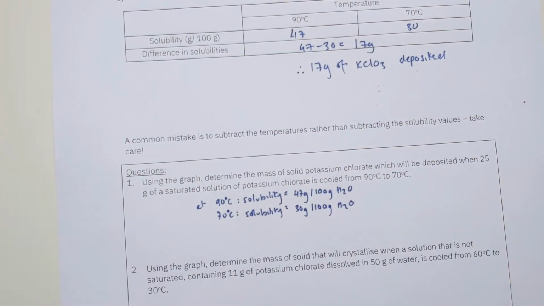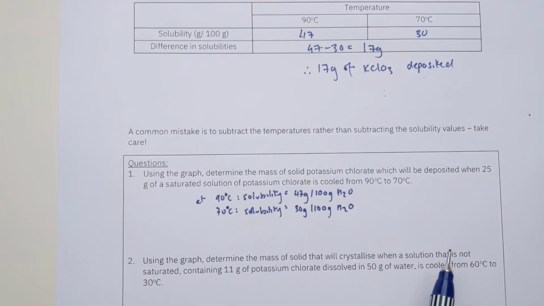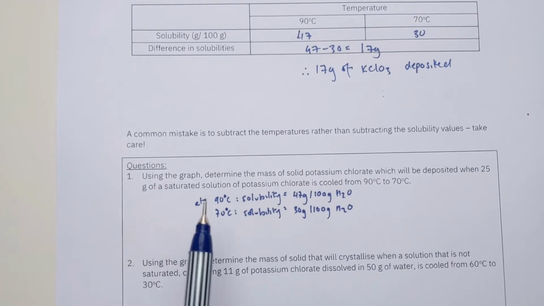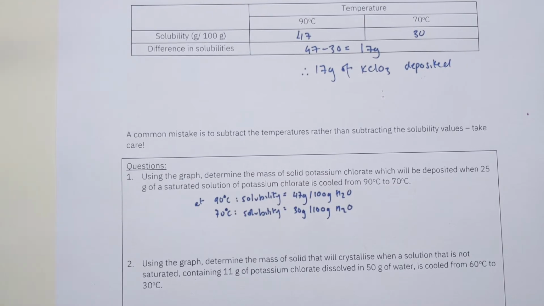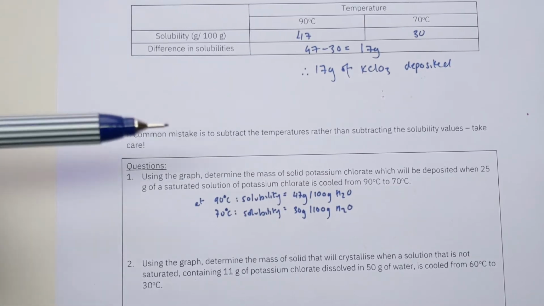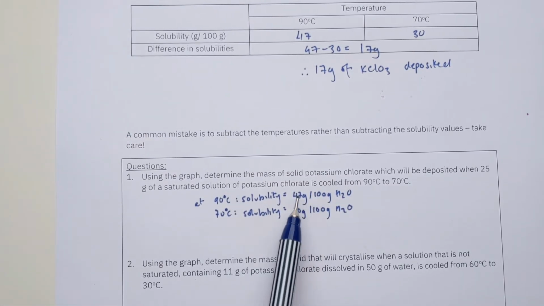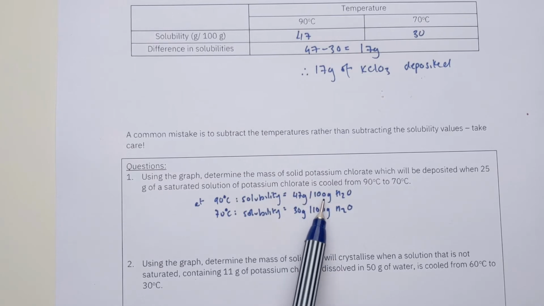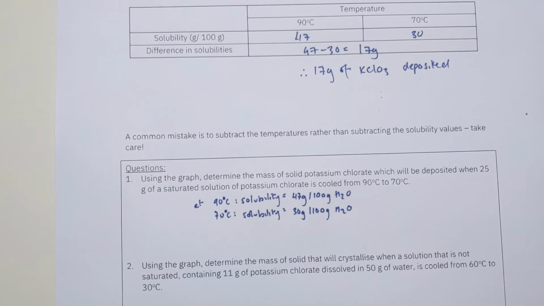So here's the twist in this question. We've not got 100 grams of water, we've only got 25 grams of it. So we have to adjust the amount of solid that will dissolve because we've got less water now. It's still saturated, so that ratio will still be the same. You get 47 per 100 grams of water. We just have to make it correct for what if we only had 25 grams of water.